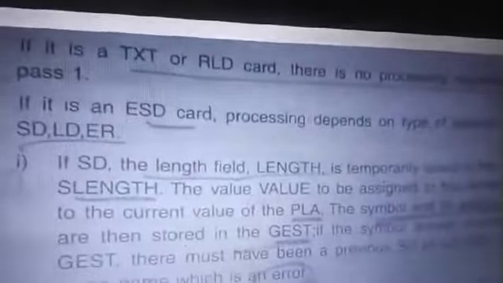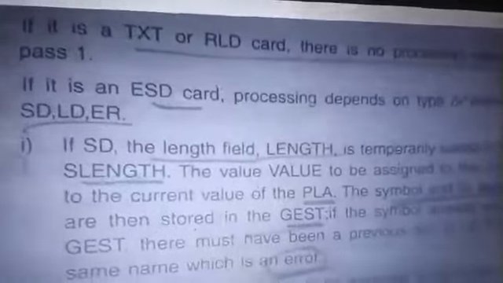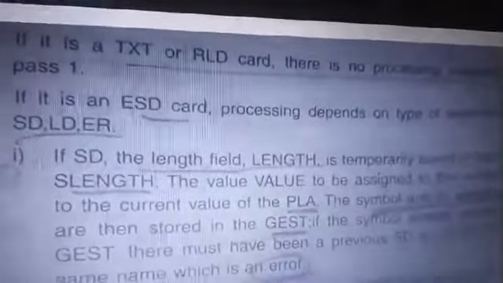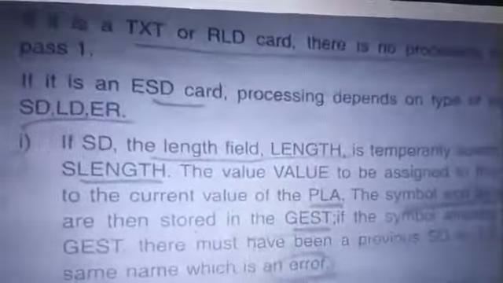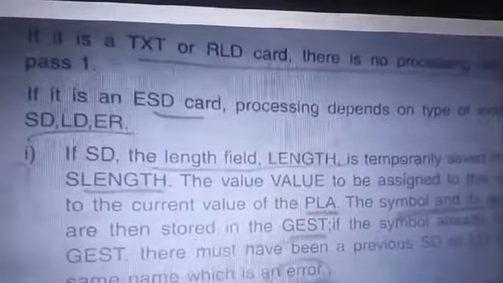Next, RLD. RLD specifies all the information about where the linking should be done. And the END, end of the file, means all the objects are fine. So we'll go one by one. If it is text or RLD, then there is no processing. What we do for text is simply load, and that will be done in pass 2. So there is no processing in pass 1, because here we are not assigning the load address to each and every line. Right, clear?